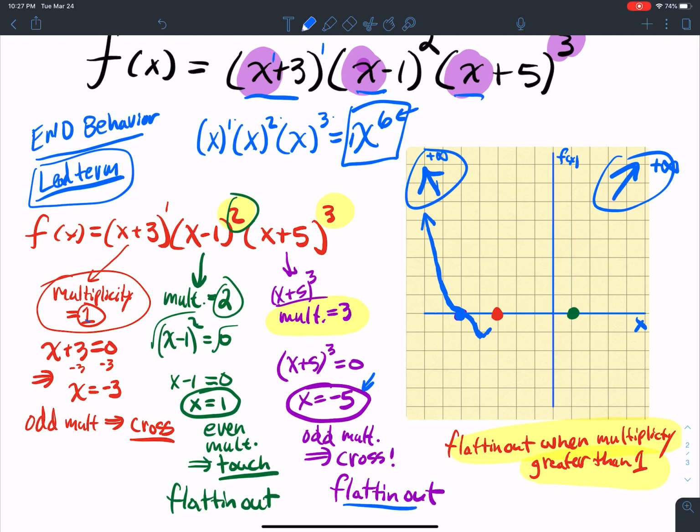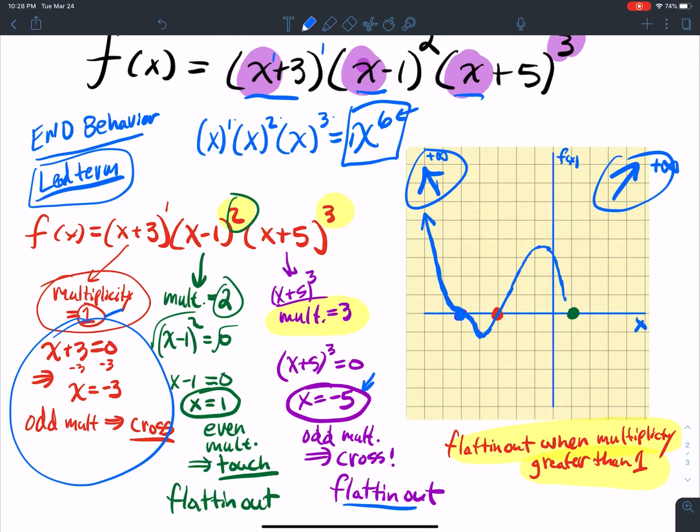The red one is this one here. I'm going to cross again because it's an odd multiplicity. But since the multiplicity is 1, I don't flatten out. So I just go straight through without bending. So that's what I'm looking for, going straight through without bending. And then what am I going to do? I don't know if the hump is going to be before or after the y-intercept. By the way, this is not to scale. The y-intercept is not 3. Okay, I don't know what it is yet, but we'll figure it out. And then I come back down, right? Okay, let me come back down.